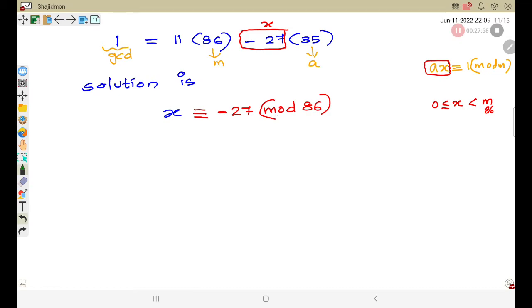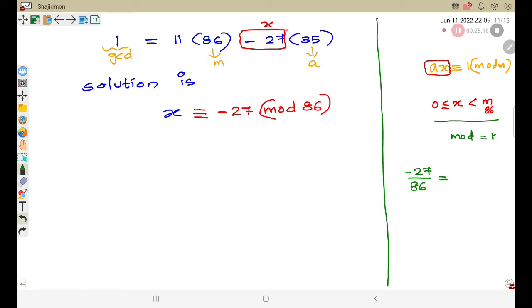Now what you do, minus 27 mod 86. You know how to calculate mod. Mod means the remainder. So there are two ways to do this. You can do it as usual, as we studied in section 4.2: minus 27 divided by 86, correct? When you use your calculator, it is minus 0.3139, like this.